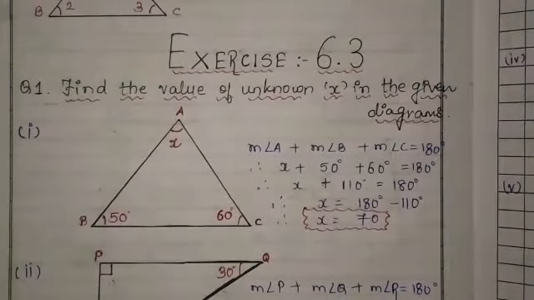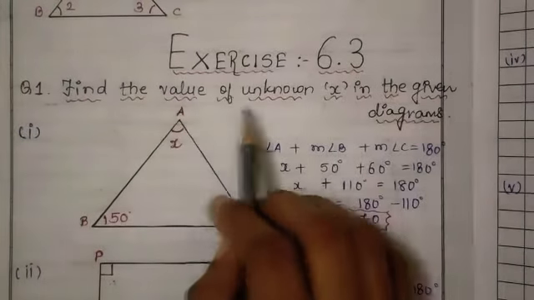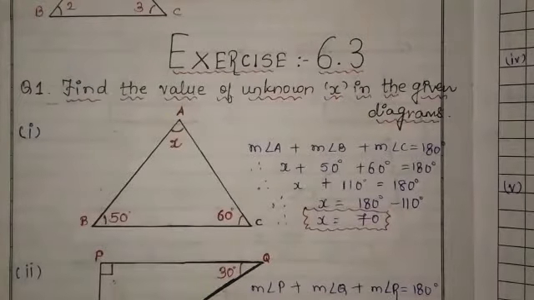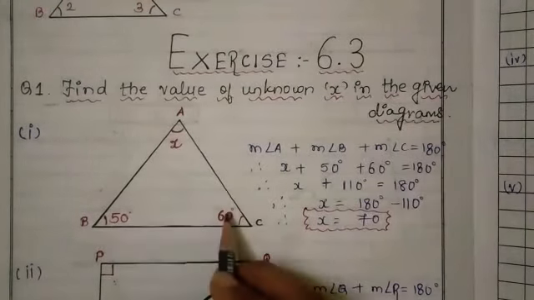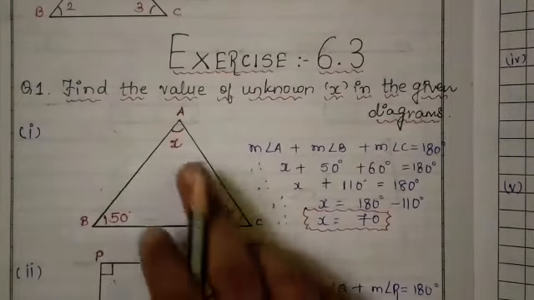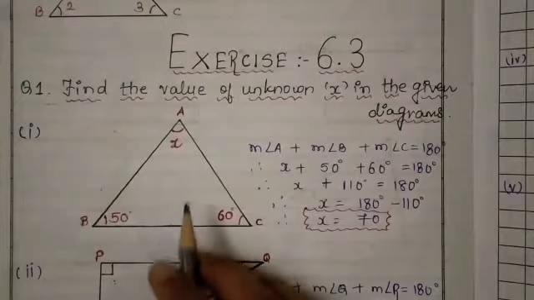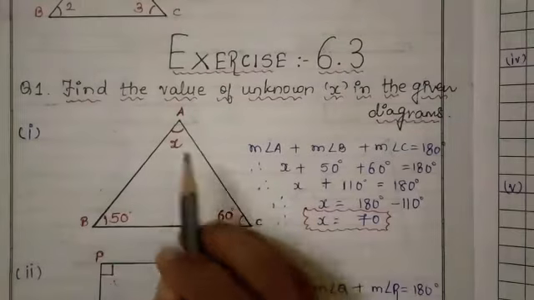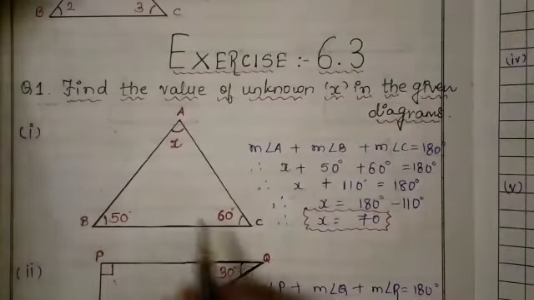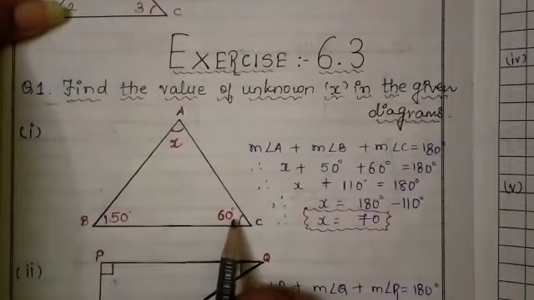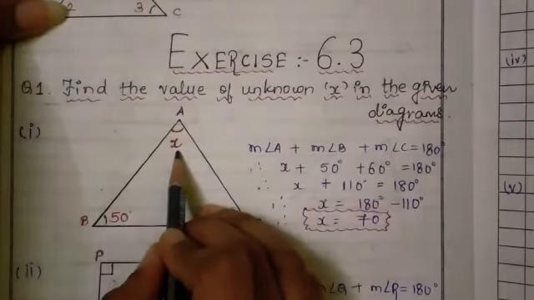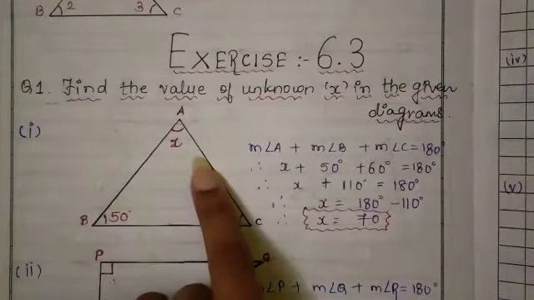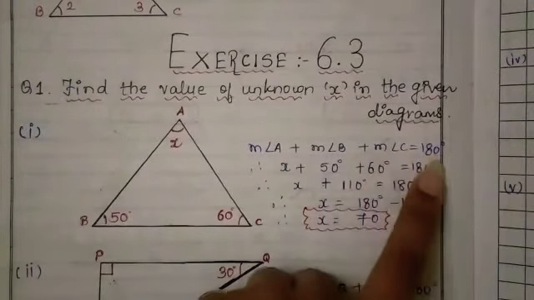So what you are supposed to do in this exercise: find the values of unknown x in the given diagrams. There are different types of triangles provided in this exercise, and out of the three angles, two angles will be provided and one angle you have to find. So see here, angle B and C are given as 50 and 60, but angle A is missing. In place of angle A, they have written x. So we need to find the value of this x. So what we can write: angle A plus angle B plus angle C is equal to 180.